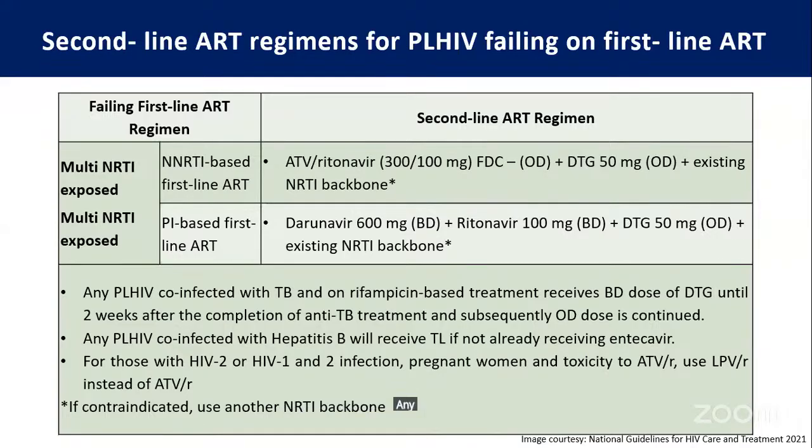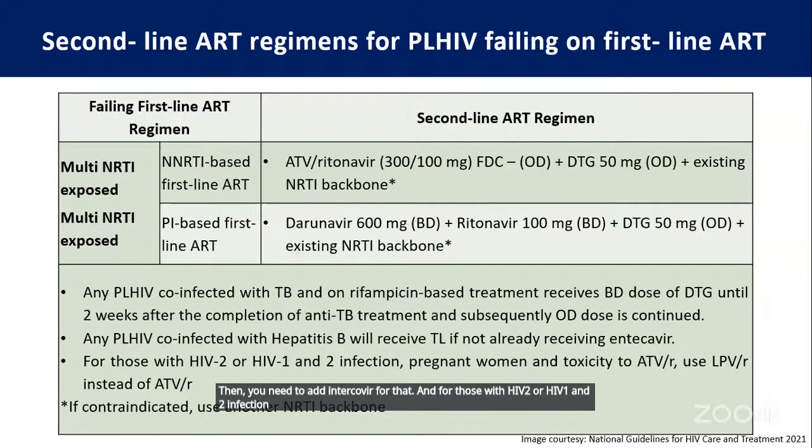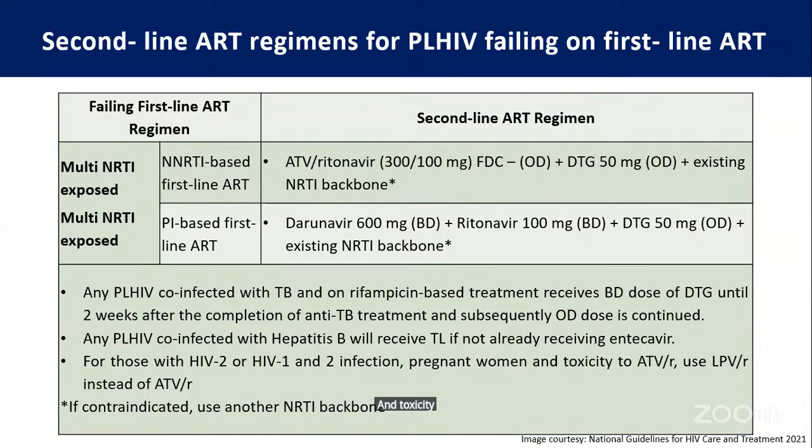Any PLHIV who is co-infected with Hep B will receive tenofovir and lamivudine that we discussed, if not already receiving entecavir. If there is a contraindication to tenofovir, then you need to add entecavir for that. And for those with HIV-2 or HIV-1 and 2 infection or pregnant women, and toxicity to atazanavir, ritonavir, where atazanavir, ritonavir cannot be used, there atazanavir, ritonavir can be replaced with lopinavir, ritonavir 400 BID.